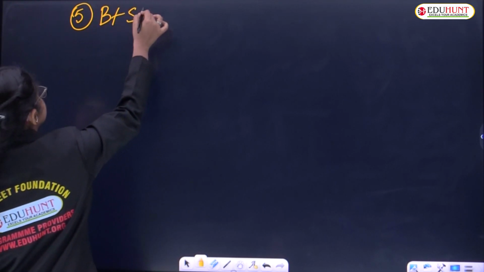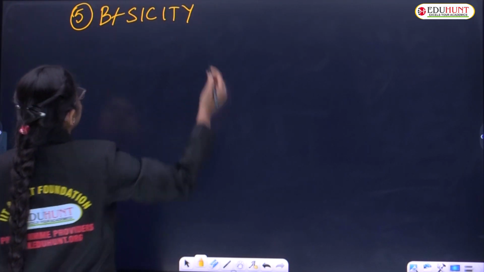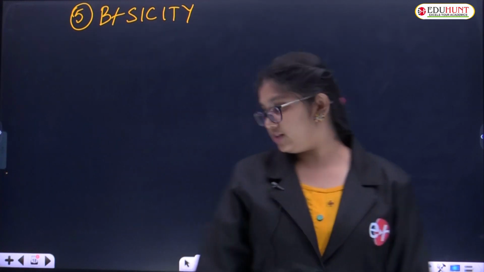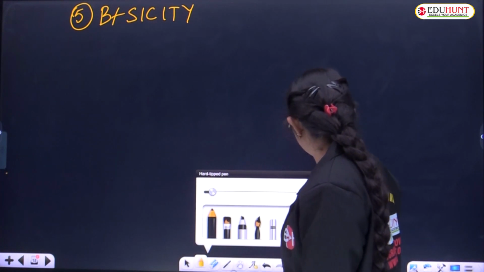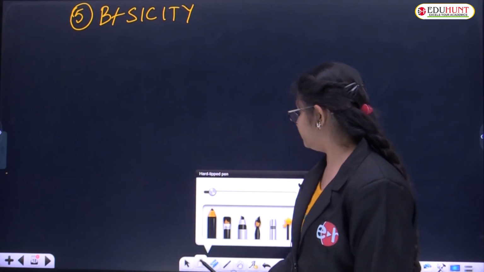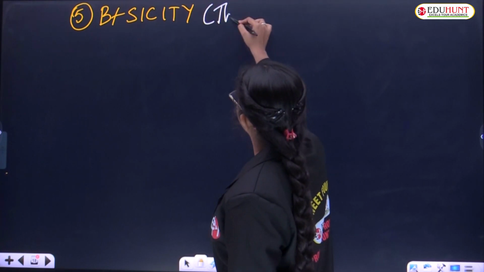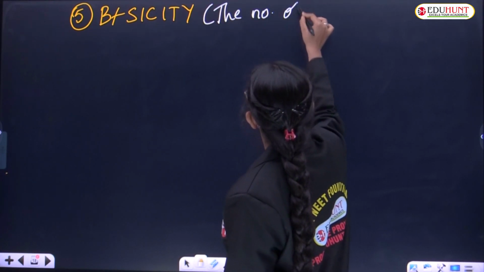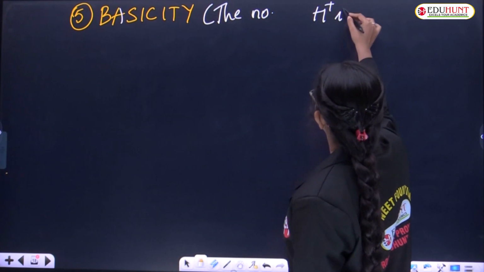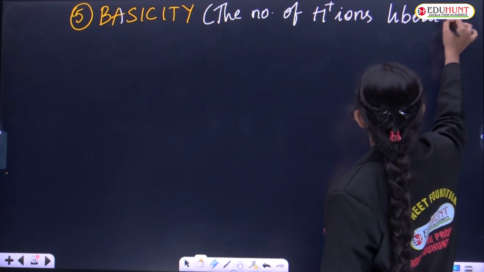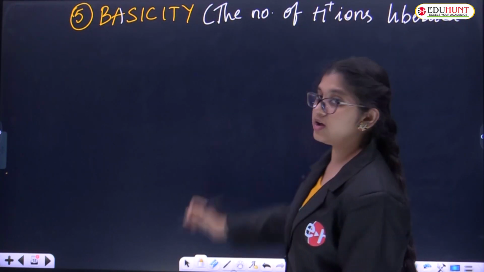Basicity. Okay, the fifth one is based upon basicity. What is this basicity classification? Okay, simple. If I derive this, it is very simple, children, and it is written with the statement: the number of H plus ions.